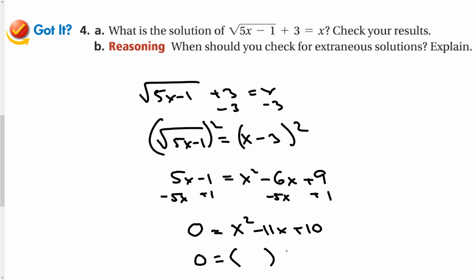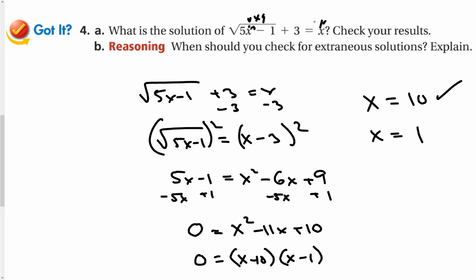And we get factors of 10 that add to 11. That's x minus 10 and x minus 1. So x is equal to 10 and x is equal to 1. Now I have to check them. So 10, plug in 10 for x. That's 50 minus 1 is 49. Square root of 49 is 7 plus 3 is 10. That works. Okay. Next, a 1. 5 minus 1 is 4.